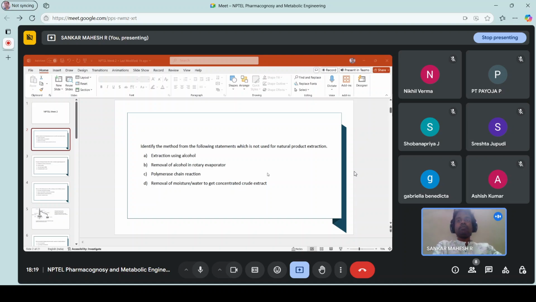removing moisture or water. This again depends on the methodology that we use. Let's say we don't use a solution that contains 100% ethanol. Once we remove ethanol, there will be some moisture in it that also has to be removed. So that is why we need to remove moisture or water.